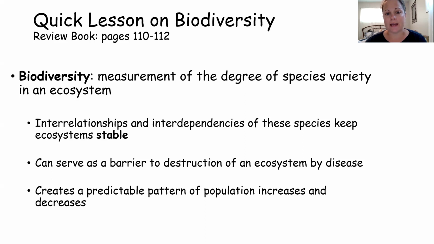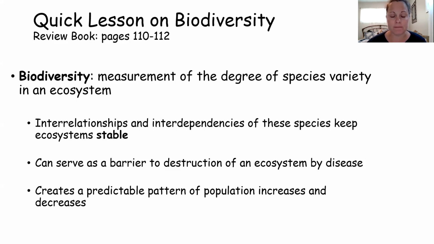Biodiversity is defined as the measurement of the degree of species variety in an ecosystem, which basically just means the more biodiverse an ecosystem is, the more different kinds of species live there. A couple of things about biodiversity: interrelationships and interdependencies of this wide variety of species is what keeps ecosystems stable.